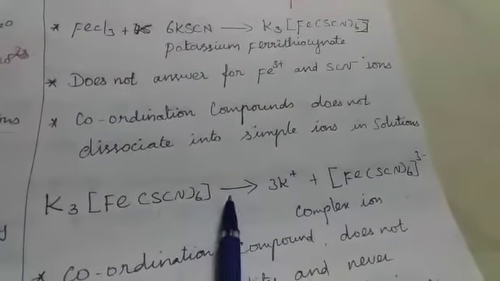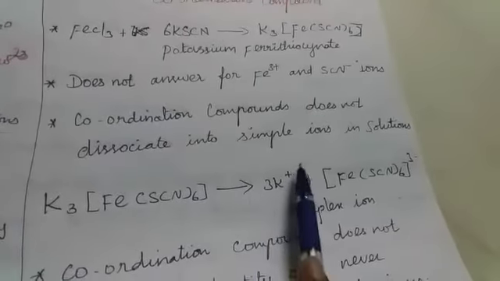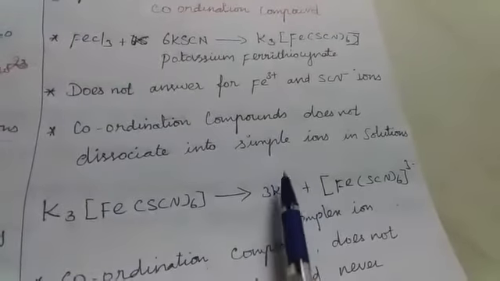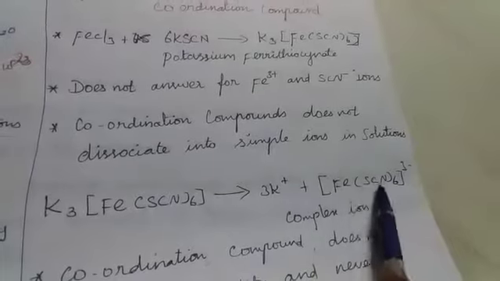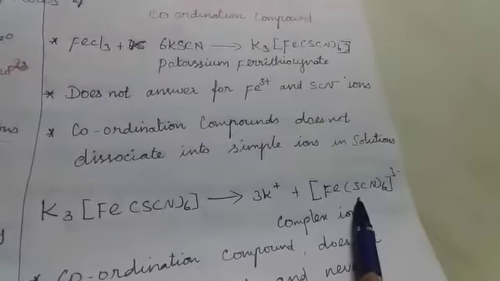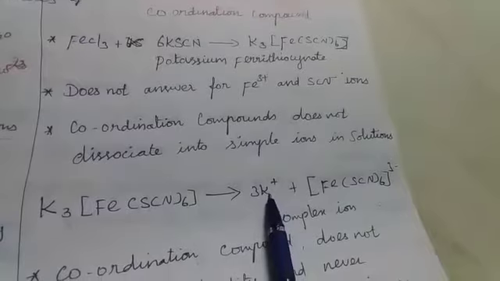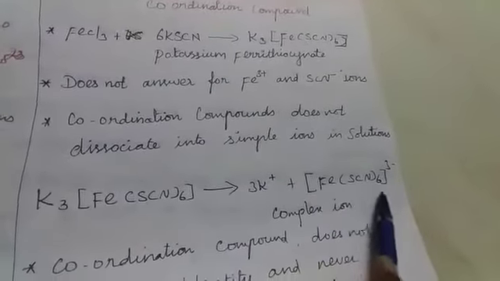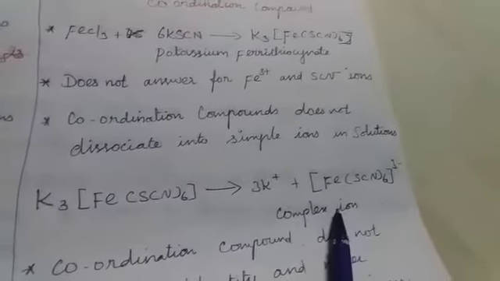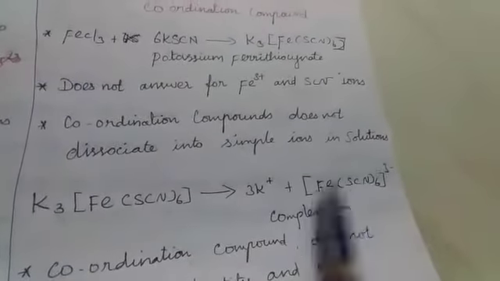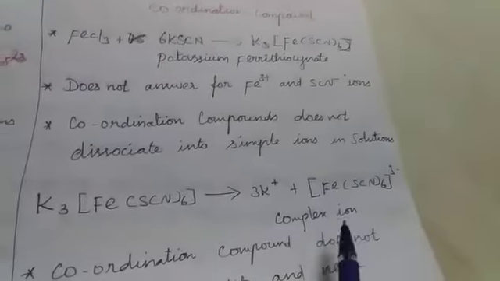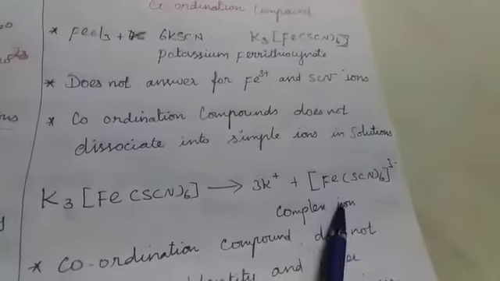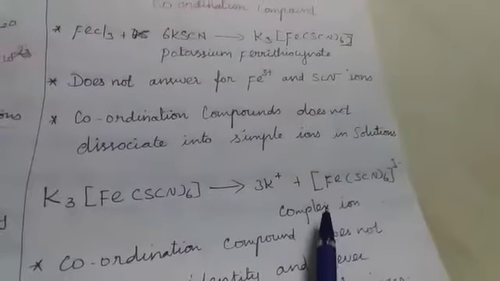Let me take one example. Potassium ferrithiocyanate, on dissociation, gives only the cationic part, potassium, and the anionic complex ion, ferric thiocyanate. This one is an anionic complex ion, not a simple ion. We cannot split this coordination entity. From this we can identify that this is the coordination compound.